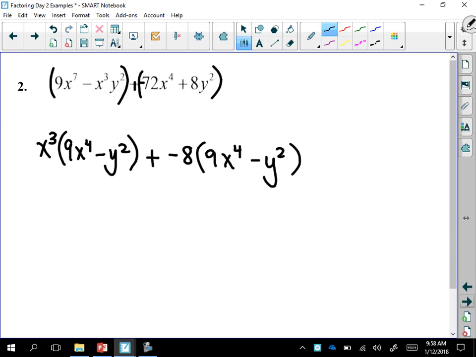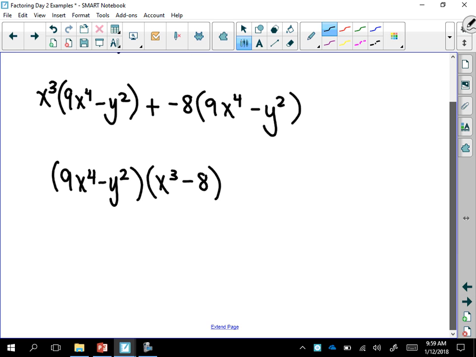Okay, so it looks positive here for grouping because what was left over from each grouping is the same. So we'll take that out as 9x to the fourth minus y squared. And then what's left over will be an x cubed minus 8. Can we go any further with that? Yep. Difference of squares and difference of cubes.